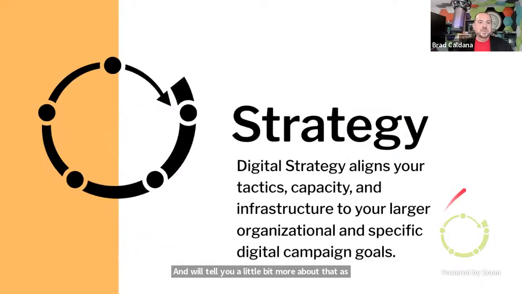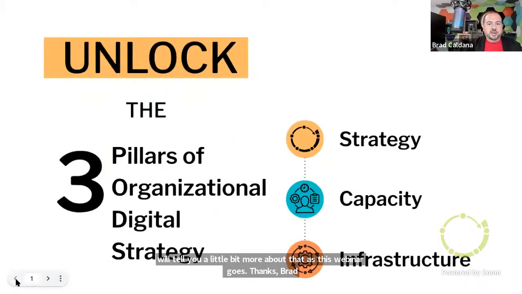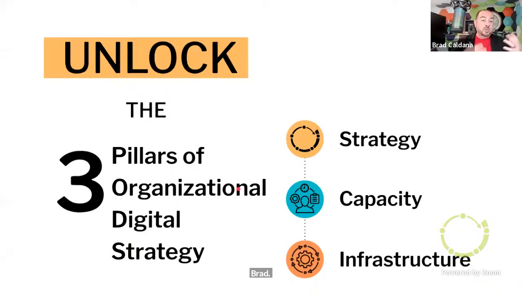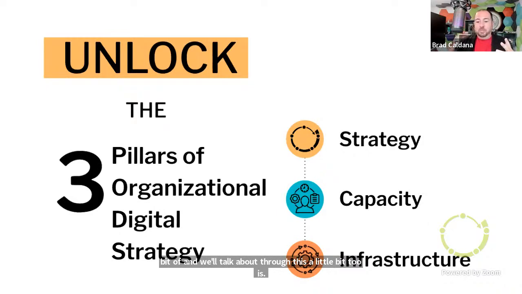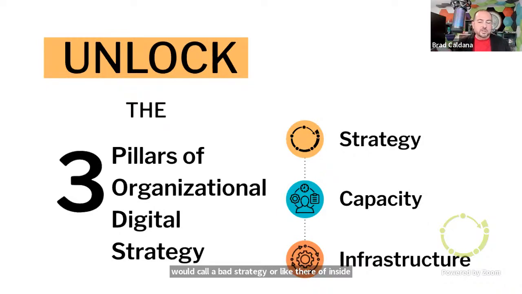Thanks, Brad. Awesome. So the 3 pillars, I'll back up one piece here. Kind of how I came to this is that I consistently keep seeing what I would call bad strategy or lack thereof inside of organizations, and realizing that people would have one piece and not the other pieces, right? Like, something was misfiring. And so really thinking about these 3 pillars of strategy, capacity, and infrastructure as the 3 things you need to run a really great digital strategy inside of your organization.